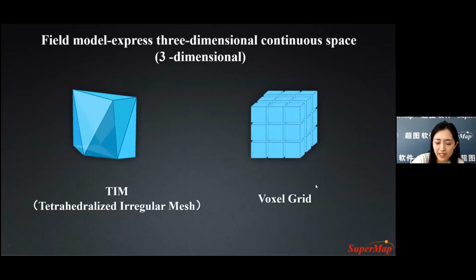After the grid, the TIN refers to a triangulated irregular network. The 3D version is named the TEN, a tetrahedralized irregular mesh. The TEN can represent the irregular division of a 3D continuous space or phenomenon.